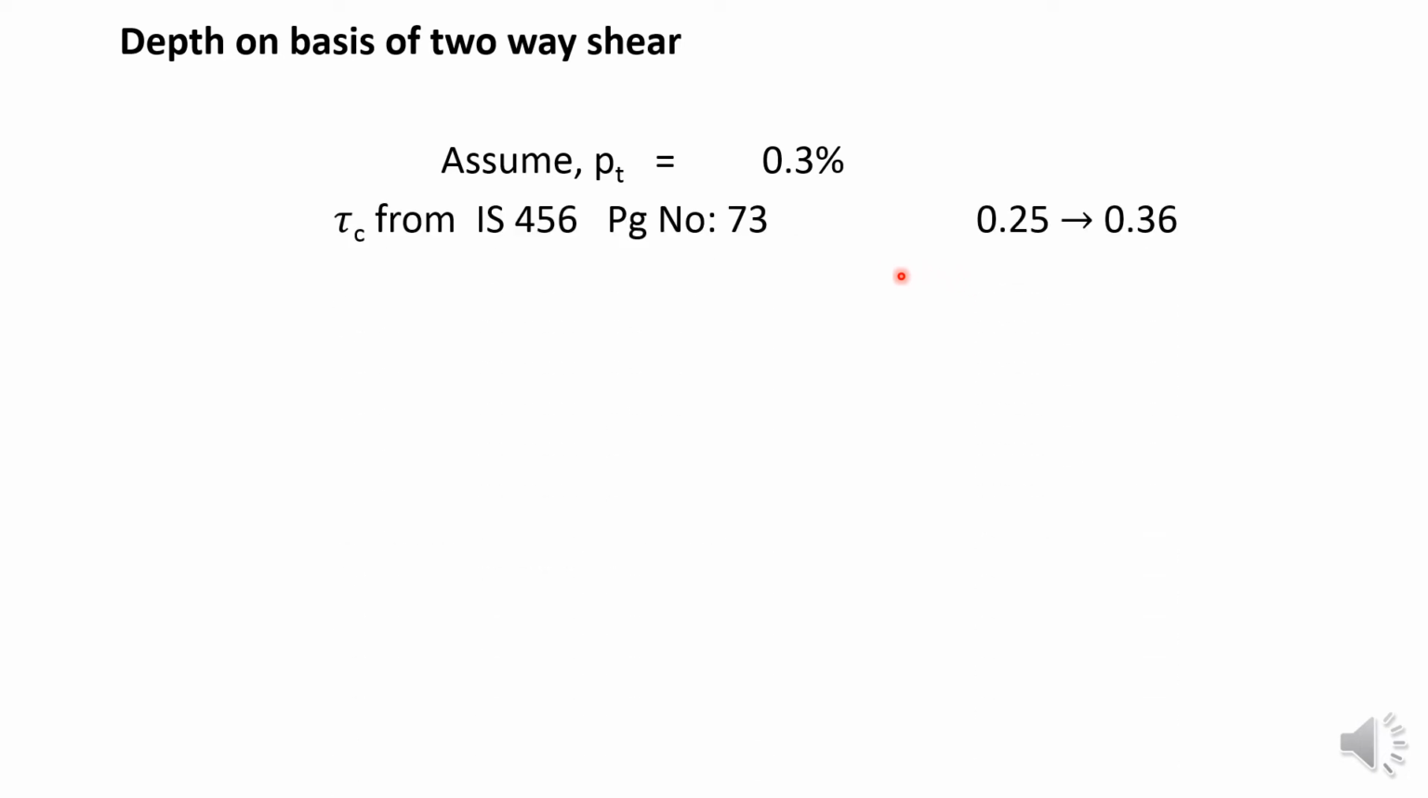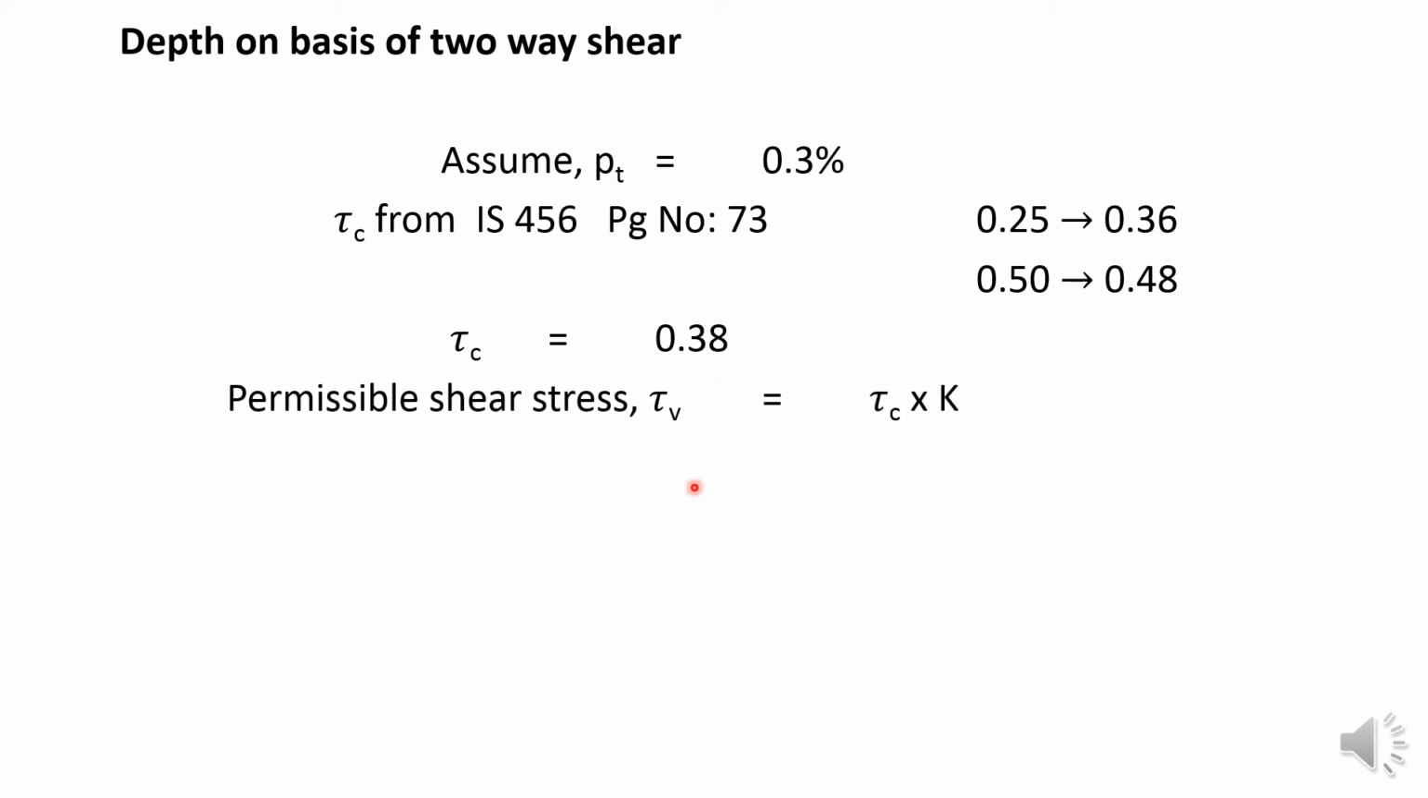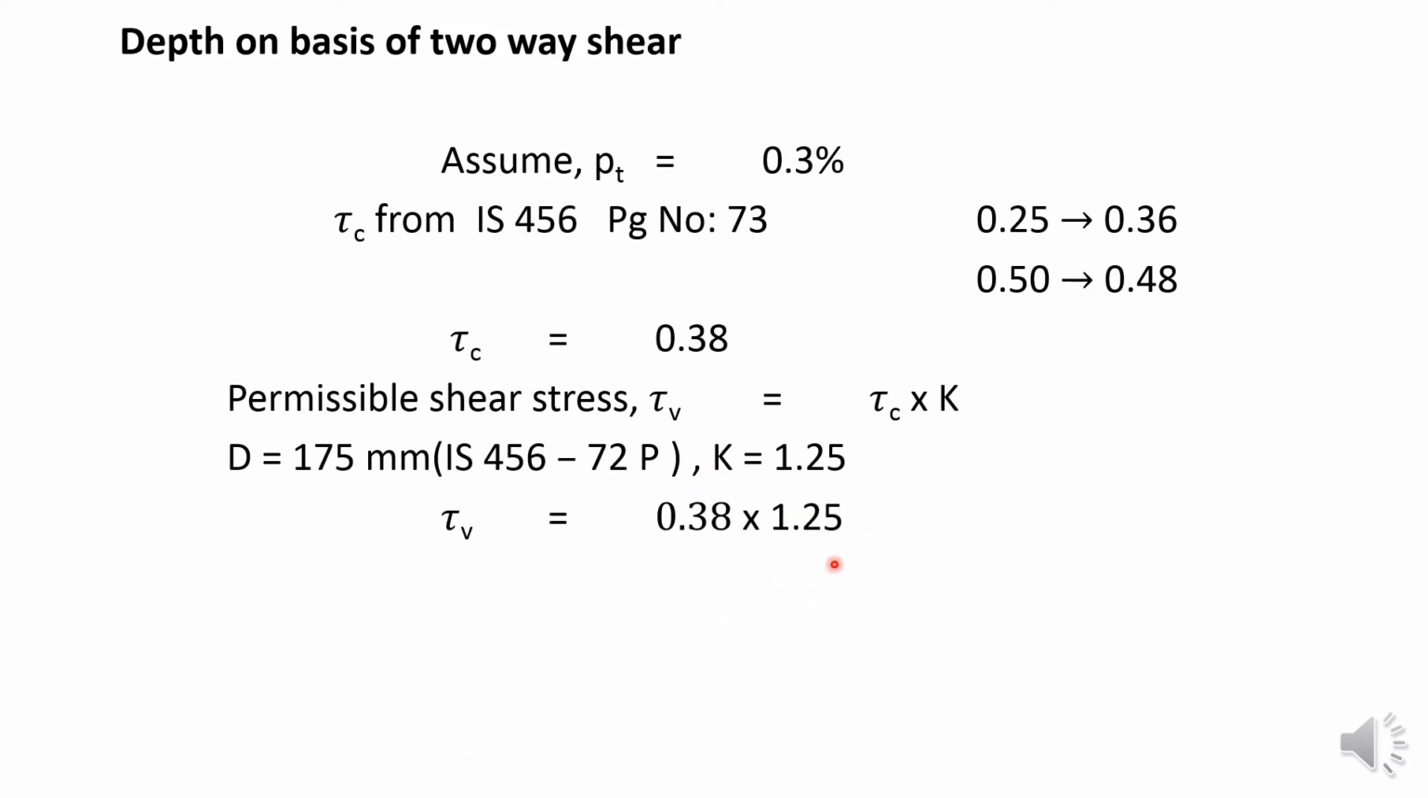Next we have to find out the depth on the basis of two-way shear. So let us assume that the percentage of steel reinforcement is 0.3%. From this we have to find out the value of tau c. For 0.25 it is 0.36, for 0.5 it is 0.48. From table number 19 of IS 456:2000, it is equal to 0.38. Then the permissible shear stress we have to find out by taking the modification factor. So tau is equal to 1.25 into 0.38.